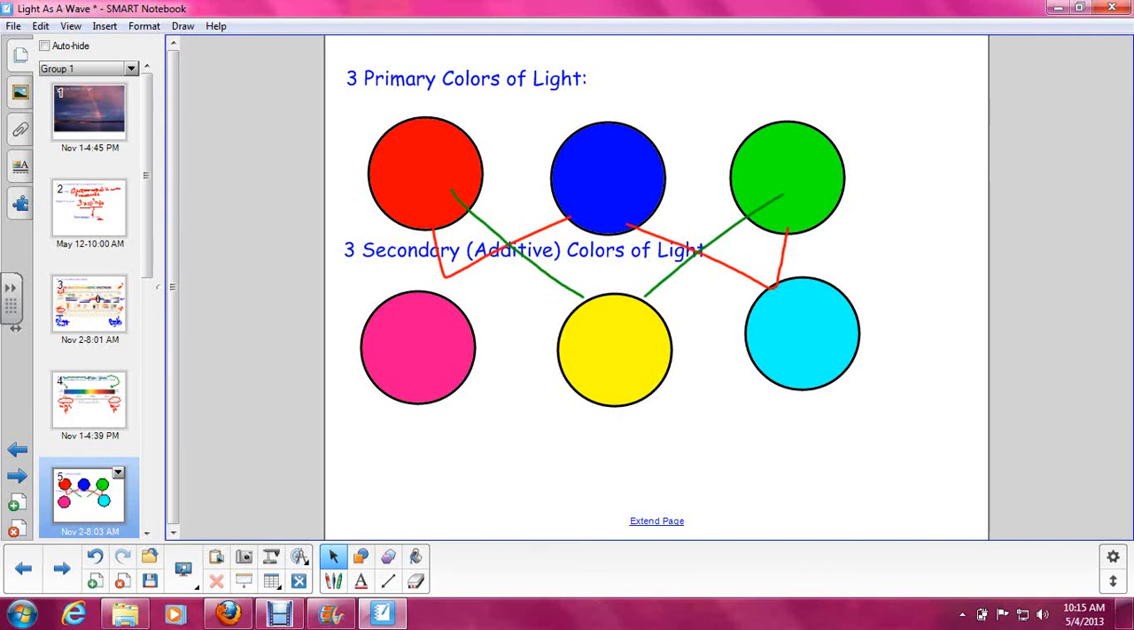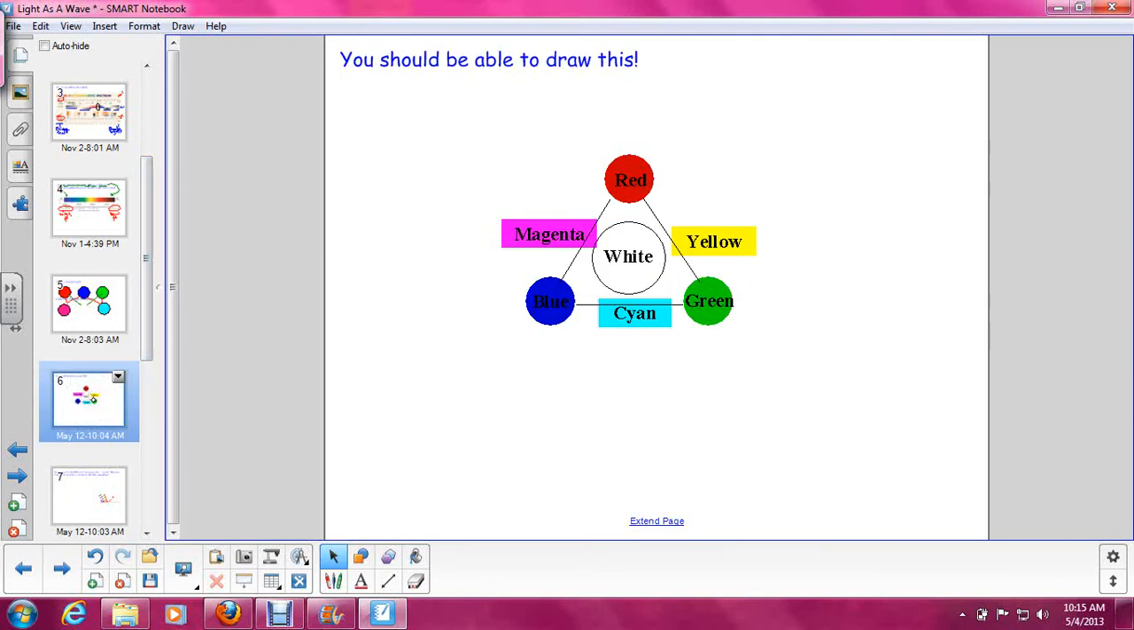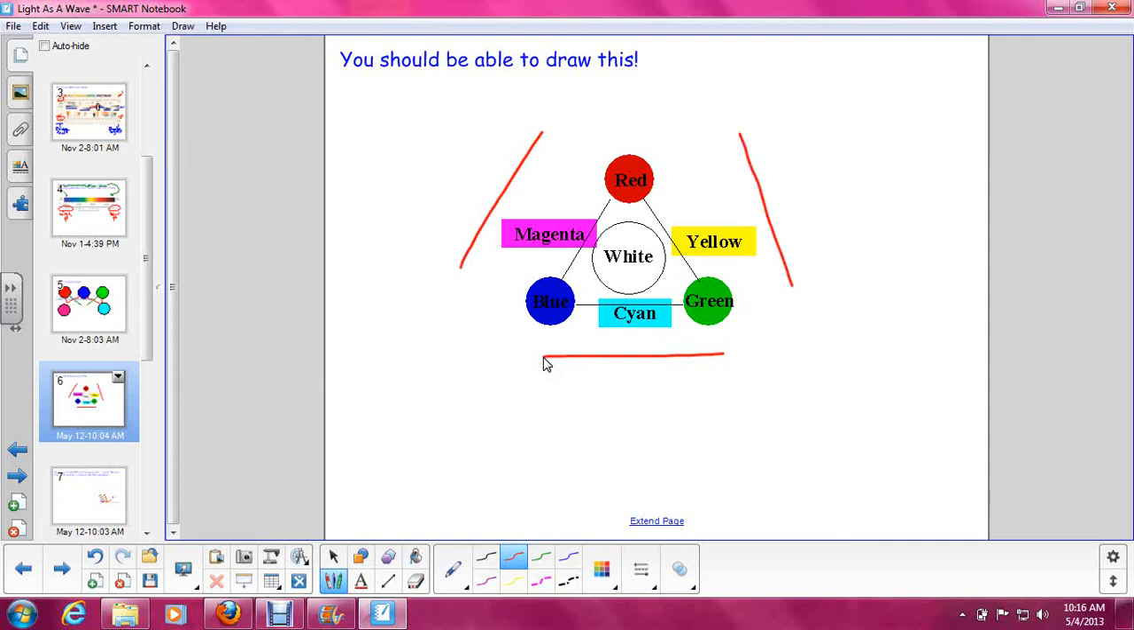So in the pigment world, yellow is a primary color. You mix it with other things to get more colors, like you mix yellow with blue to get green. But with light, yellow is a secondary color. We get it from mixing green and red together. So to make a little visual here, we have green and blue on the bottom mixing to make cyan. And we have blue and red on the left side to make magenta. And we have red and green to make yellow on the right side. And when you mix all three of these colors together, you get white.